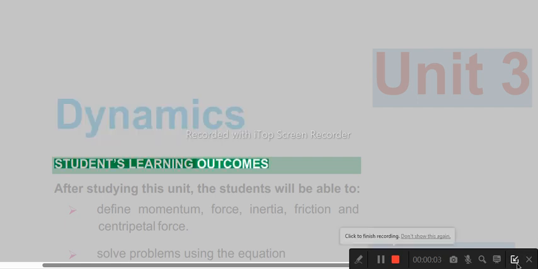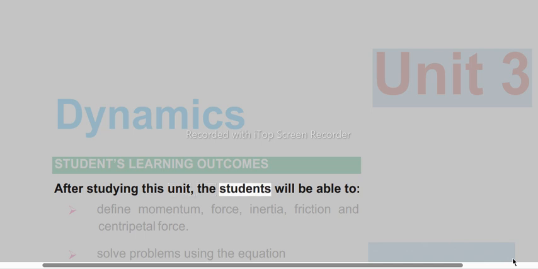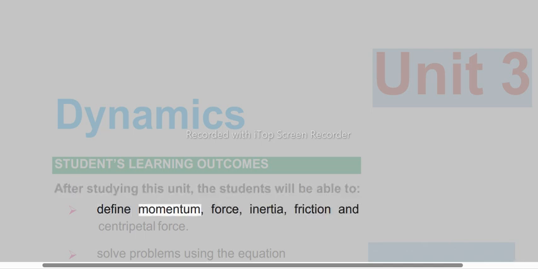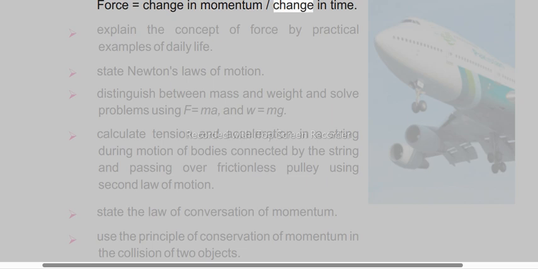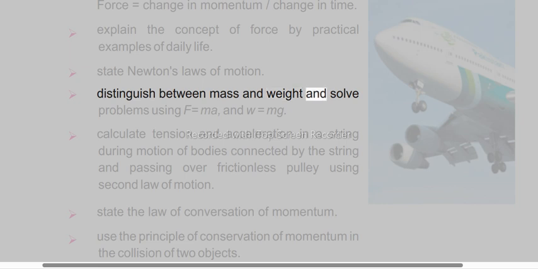Students' learning outcomes. After studying this unit, the students will be able to define momentum, force, inertia, friction, and centripetal force. Solve problems using the equation force equals change in momentum over change in time. Explain the concept of force by practical examples of daily life. State Newton's laws of motion. Distinguish between mass and weight and solve problems using F equals ma and W equals mg.